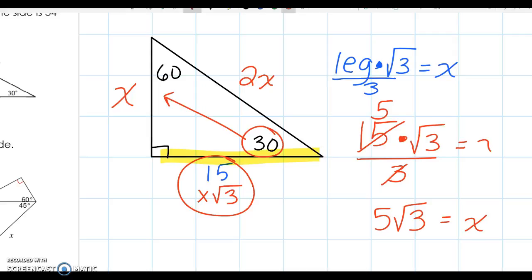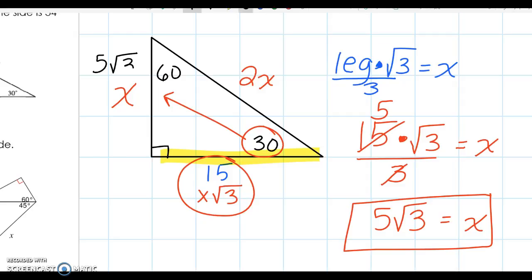Because remember, this is all just to get x, the shortest side. So 5 square root of 3 is x. So in this example, if I plug that back into my problem, I have 5 square root of 3 for the length across from the 30 degrees, a really short side. And then the hypotenuse is double that x value. So 2 times 5 square root of 3 means I'm going to be doing 2 times 5 because both of those are regular whole numbers, and you get 10. And the square root of 3 just comes along for the ride, so there's nothing to multiply by. So 10 square root of 3 is the length of the hypotenuse.